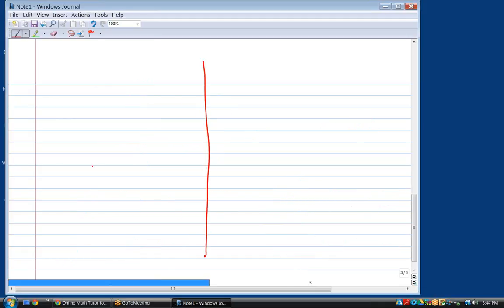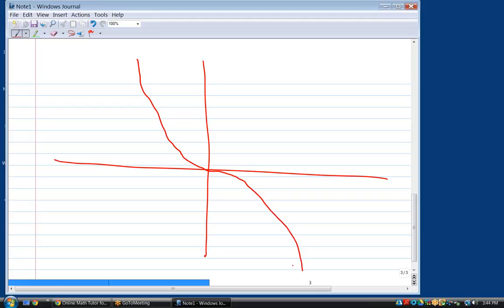Something like this. This is a graph of negative x cubed. Notice that as x goes to negative infinity, the function comes down from positive infinity. As x goes to positive infinity, the function goes down to negative infinity. Okay? Okay. All right.